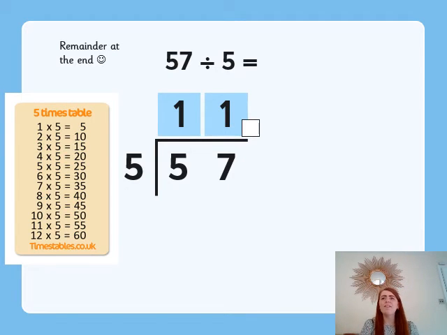If I had 7 cookies and I shared them between 5 people, everyone would get 1 cookie, but there would be a leftover. How many would be left over? Got to 5, and there were 7 altogether, so 5 add on 2. Okay, 5 add on 2 is 7, so your remainder's going to be 2.